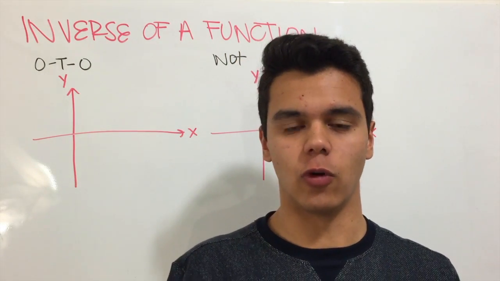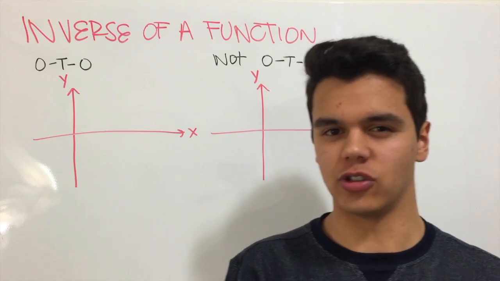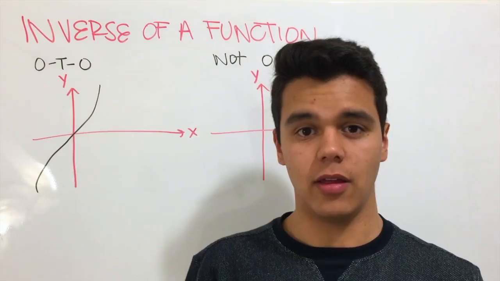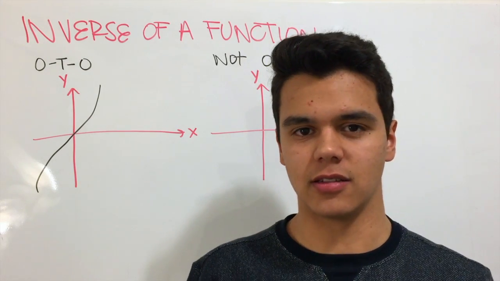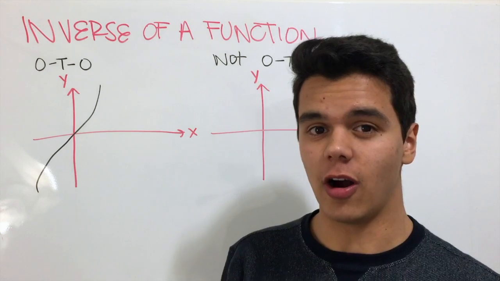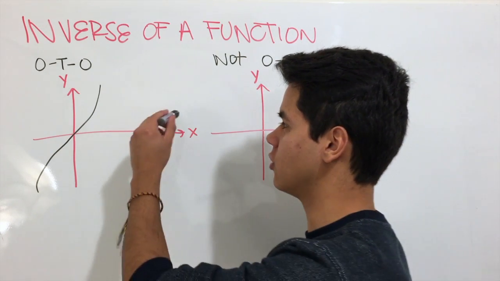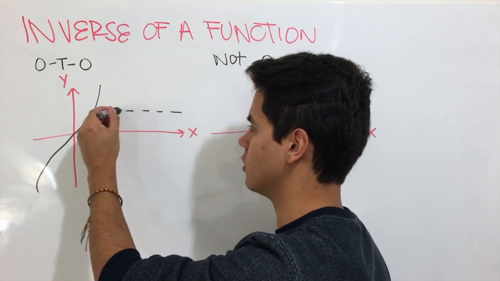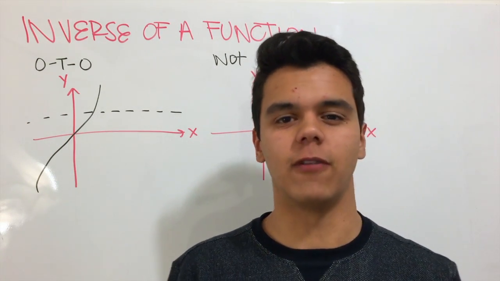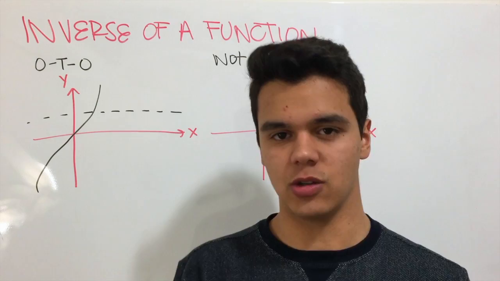Examples of functions that are one-to-one. So x cubed is a function that is one-to-one. There's a test called the horizontal line test that helps you know whether or not a function is one-to-one. So if we draw a horizontal line in this function, it just crosses the function at one point. If a horizontal line crosses the function at just one point, it means that it's one-to-one.